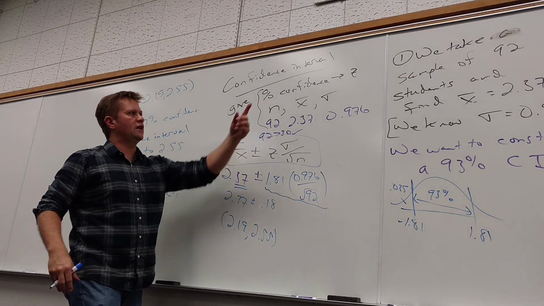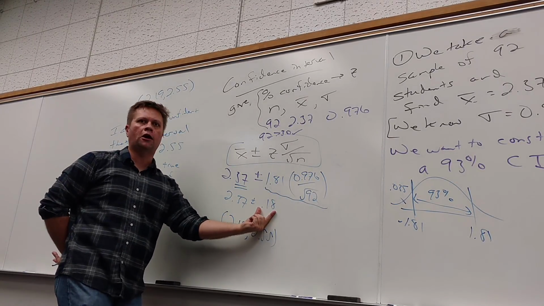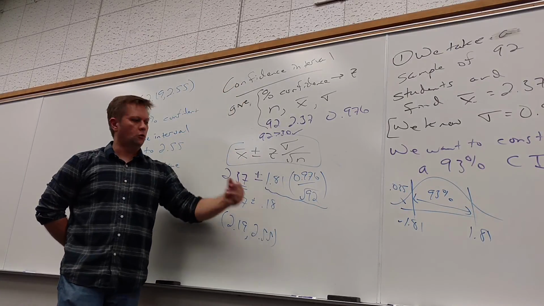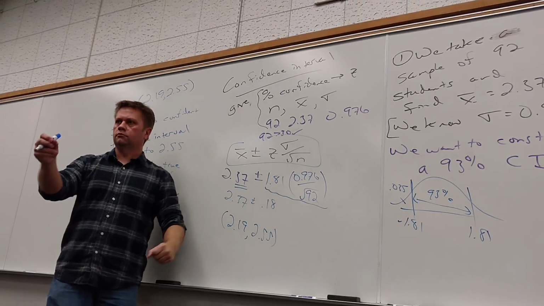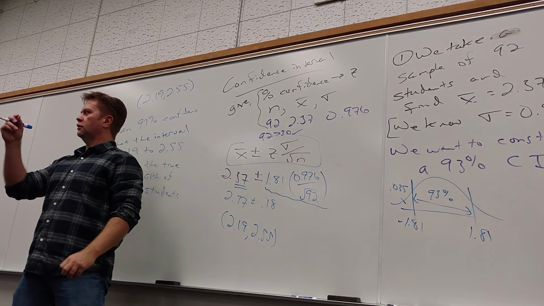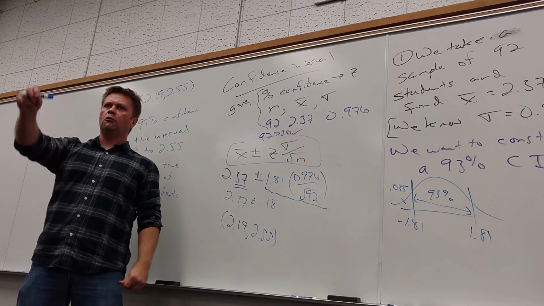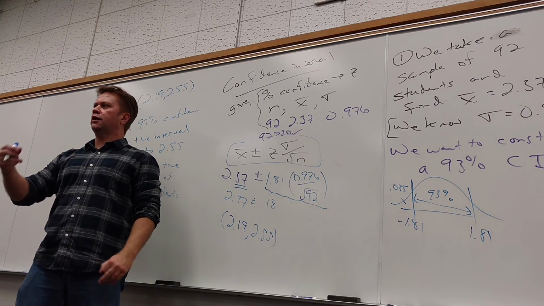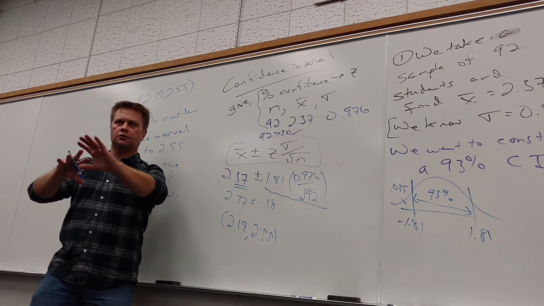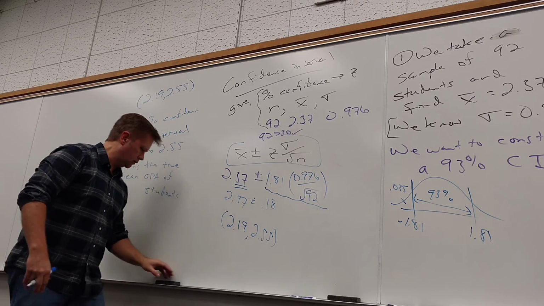So how large of a sample got us to have a 0.18 error? 92. So what if I wanted the error to be 0.1? If I wanted the error to be 0.1, how large of a sample would I need to take? That's our next thing we're going to look at.